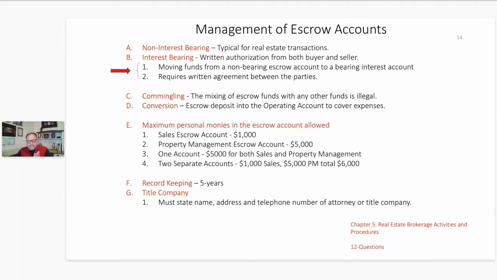That's a good point. And typically in residential, everything gets deposited into a non-interest-bearing account. But an interest-bearing account can come up in, say, a commercial deal where you got a $3 million building that's being sold. It's going to take a year and a half. Now you got a different story if you're collecting a $30,000 down payment. But the point for the state exam is if you're going to move funds from a non-interest-bearing to an interest-bearing account, all parties need to know in writing. Okay.